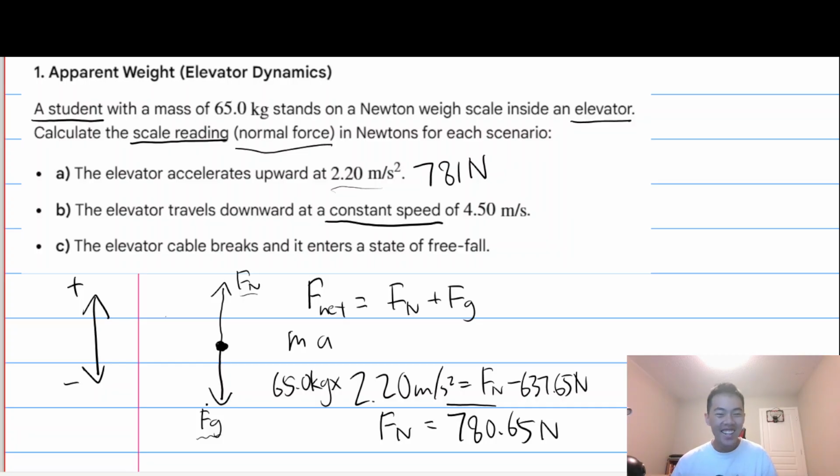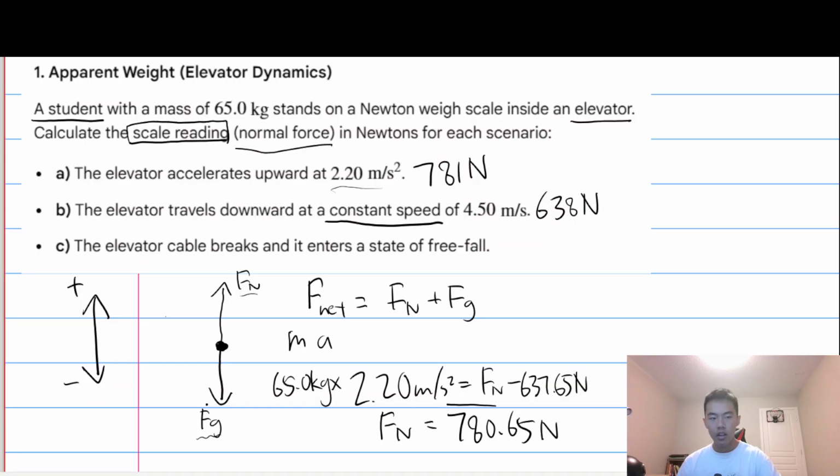Okay, and because it's at a constant speed, there's no acceleration. So the net force is equal to 0, and the normal force would just be equal to gravitational force. Force of gravity and normal force balance each other out. So that's just his weight times gravity, which is 637.65, about 638 newtons. We're calculating for the scale reading.